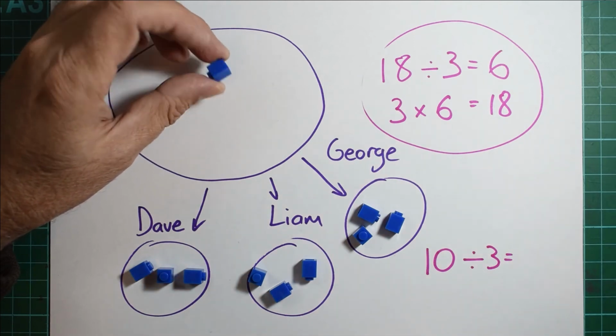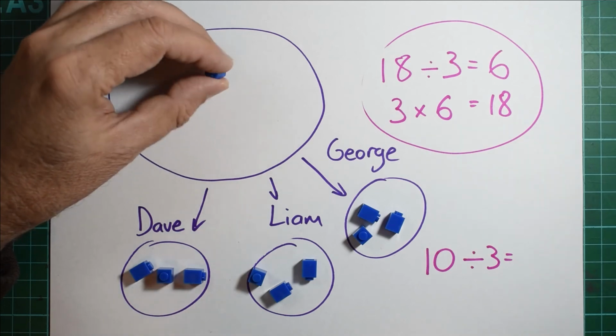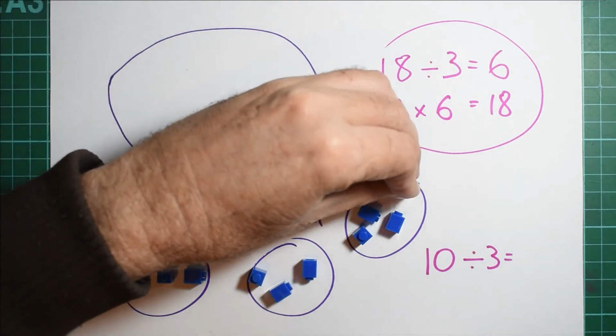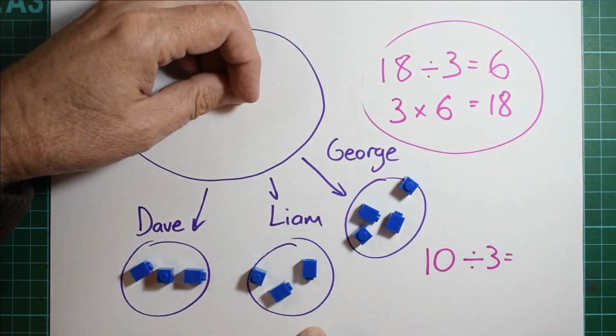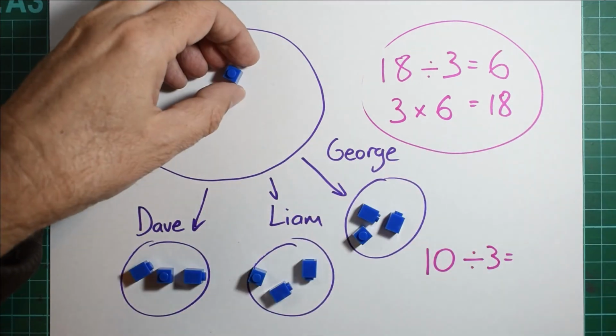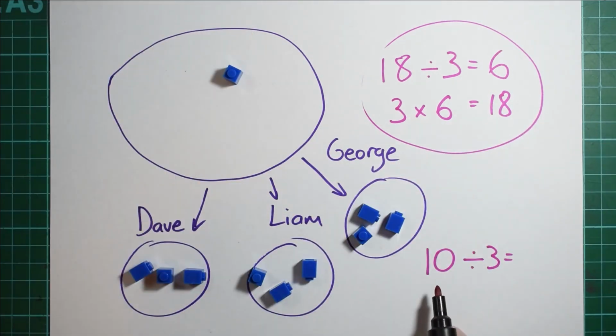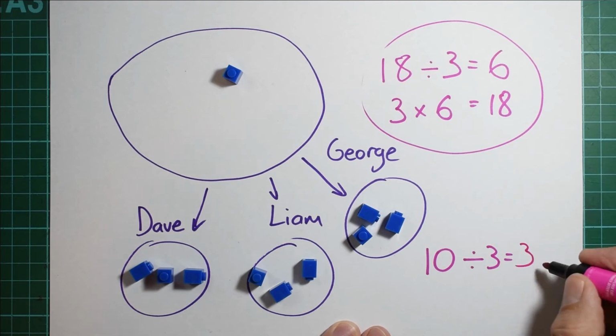I could, but then they'd each be useless. I could give 1 extra piece to 1 person, but then that's not fair. What about Dave and Liam? They might want those pieces. So in maths, what we would say then is that 10 divided by 3 gives us 3 in each set, but there's a remainder of 1.